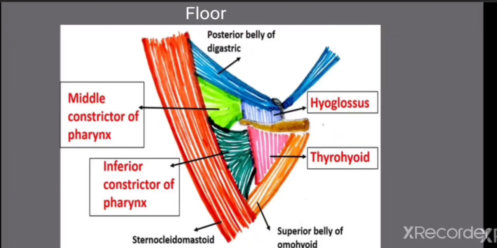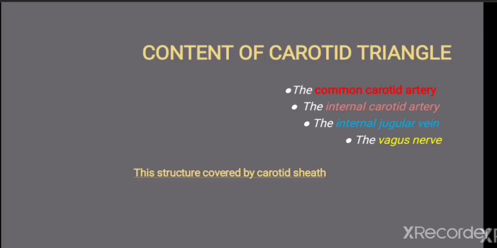So these are depicted in this pictorial diagram. The floor of the carotid triangle: the middle constrictor, inferior constrictor, the hypoglossus and the thyroid muscle. Then the contents of the carotid triangle. The major contents of this triangle are the common carotid artery and its branches, that is the internal carotid artery, then the internal jugular vein and vagus nerve.